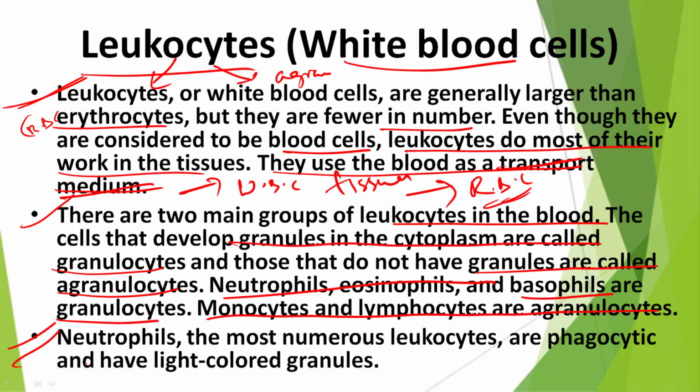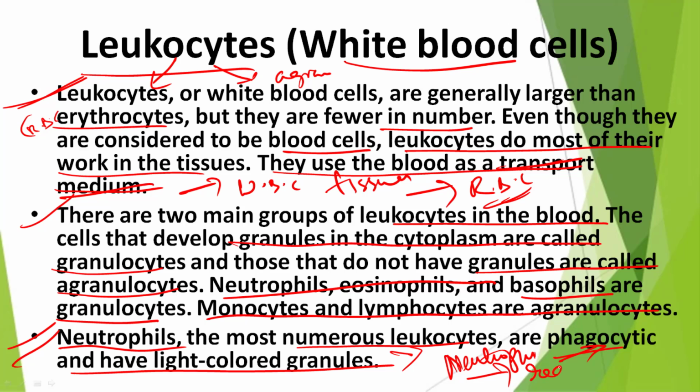The main component of leukocytes are neutrophils, which are numerous in number, phagocytic, and have light colored granules. Neutrophils play a phagocytic function which helps in reducing infection and fighting infection causing organisms. They are the police of the body.